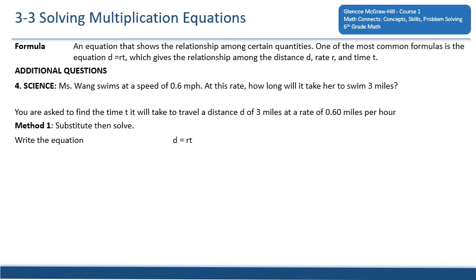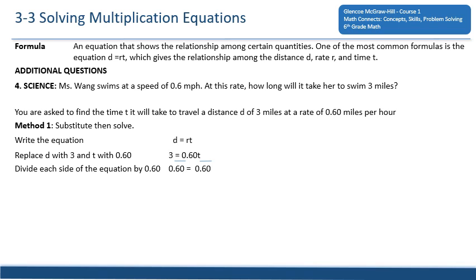So we'll substitute, then solve. There's our equation, d equals rt. We'll plug in 3 for d and 0.6 for r. And now we're going to divide each side by 0.6 because we want to undo the multiplication between 0.6 and t. So 3 divided by 0.6 equals 5 hours. So t equals 5 hours.